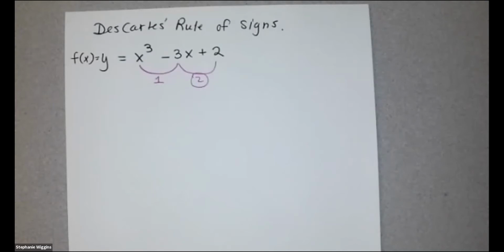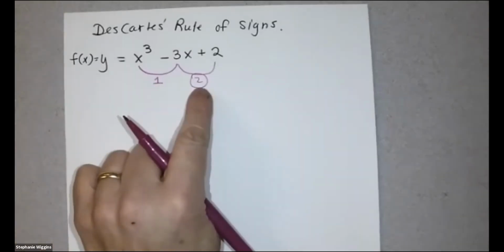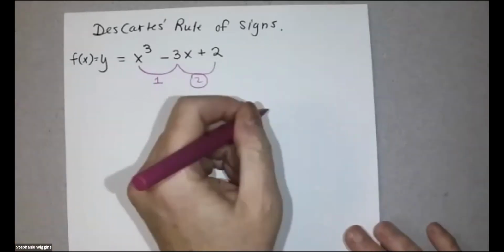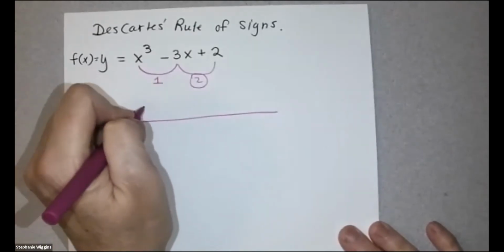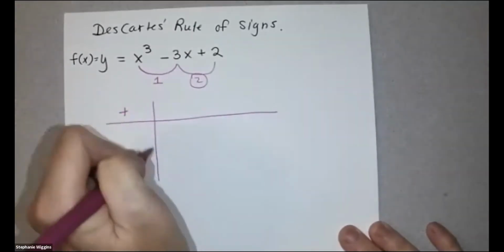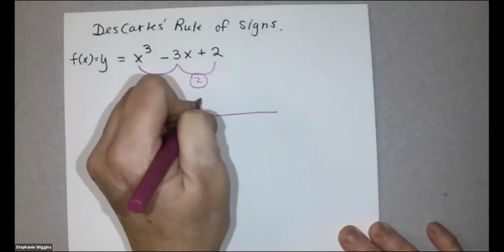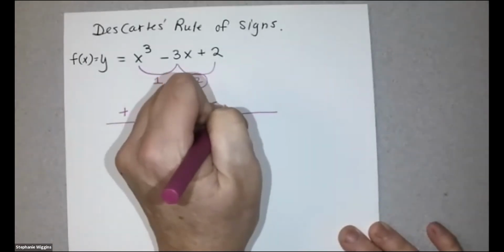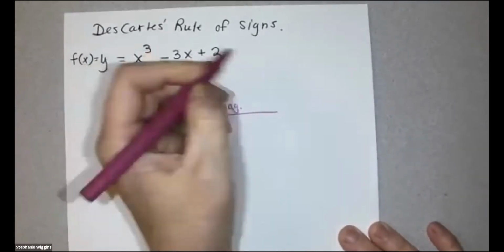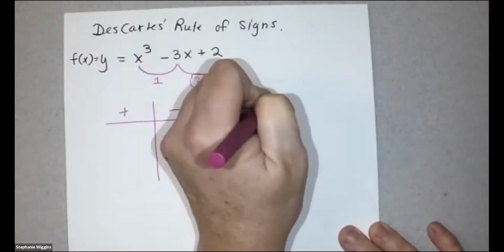if you have 2 sign changes, then you could have 2 positive real zeros or 0. In other words, you start with the highest number, which is the number of sign changes. So I'm going to make a chart here so you can see. We're looking at plus, and we're looking at minus, and then you could also have imaginary, and total number of zeros.